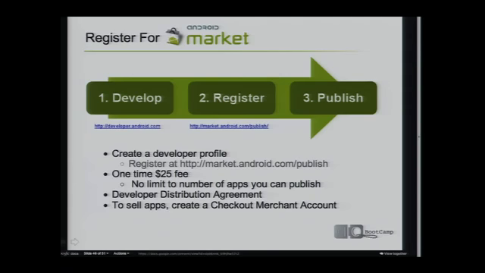So if you go to market.android.com/publish, you can create a developer profile and sign in with a Gmail account. And then there's a one-time $25 fee to gain access to the market. This is just to prevent spam applications. So when you sign up, you agree to the developer distribution agreement, which sets out the agreement between yourself as a seller and Google. And then if you want to sell your applications, you can also create a Checkout merchant account, which will enable you to sell your apps and get revenue for it.